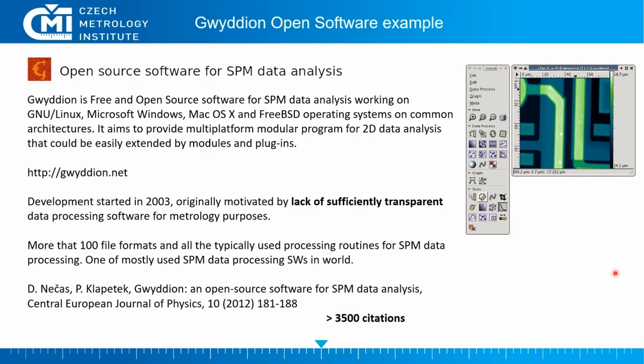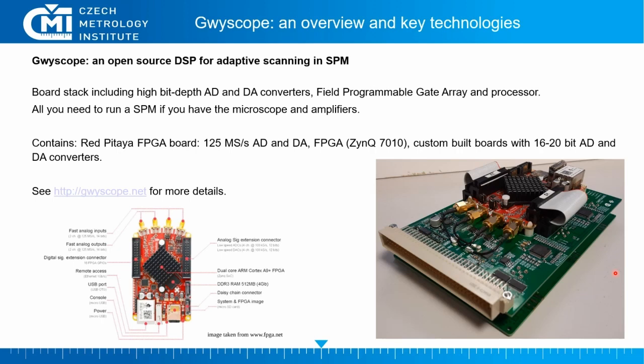So what is the GVScope? GVScope is an open source digital signal processor that is designed for doing many different SPM operations, including some adaptive scanning, smart scanning in scanning probe microscopes. Technically, it's a board stack that includes high bit depth AD and DA converters, a field programmable gate array, and a processor. And this is all you need to run a scanning probe microscope if you have the microscope itself and some amplifiers, preamplifiers to get the information from your probe, and a piezo amplifier to control the motion.